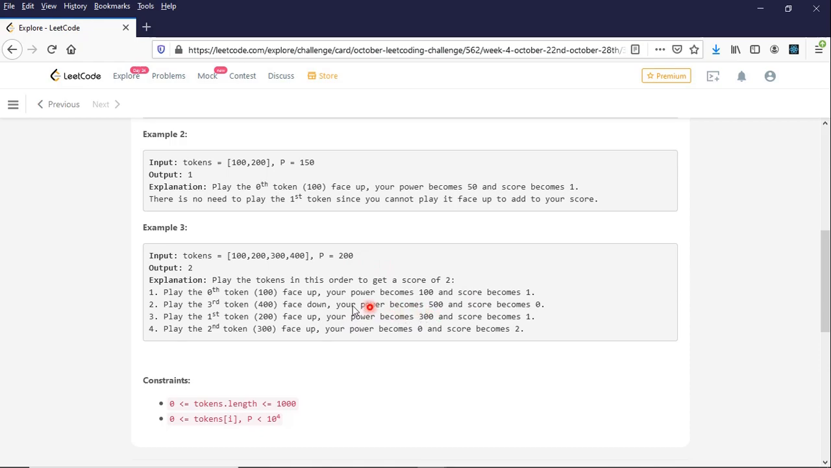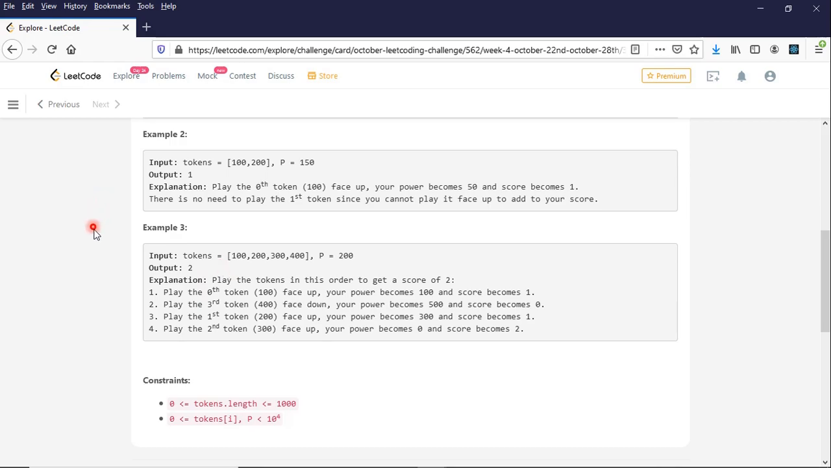The remaining power is 500, so I will do a face down here. Now the remaining tokens we have are 200 and 300. 200 plus 300 is 500, which I can trade with the power that I have. That is a face up play, as mentioned in the problem statement. So we will do face up for 200 and 300, and that way we gain a score of 2. That's why the final output is 2.